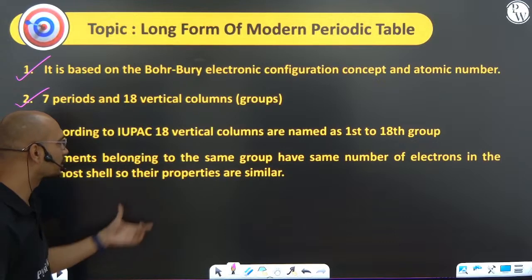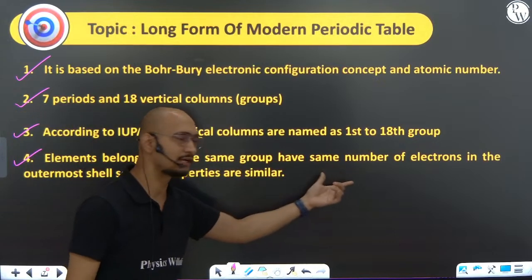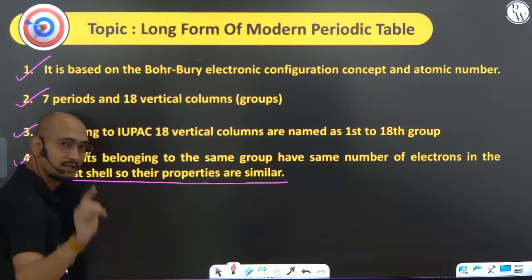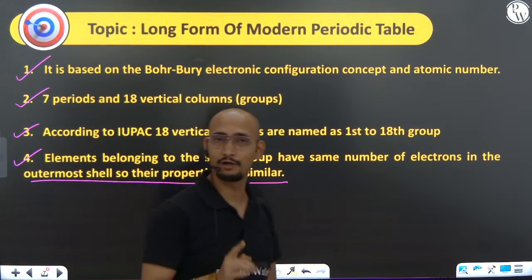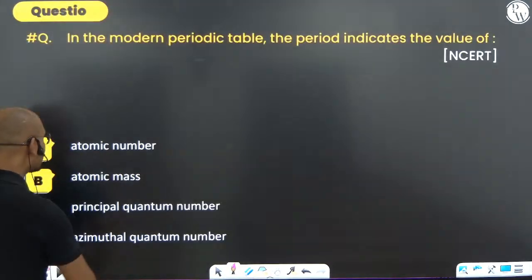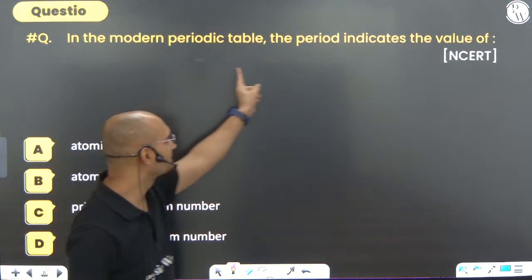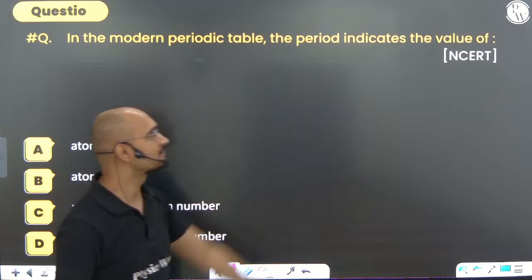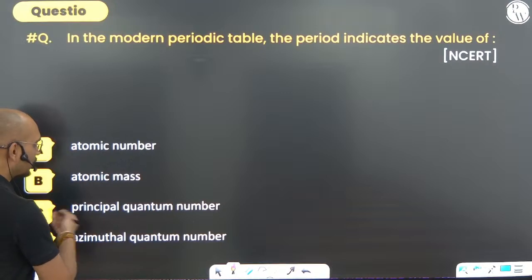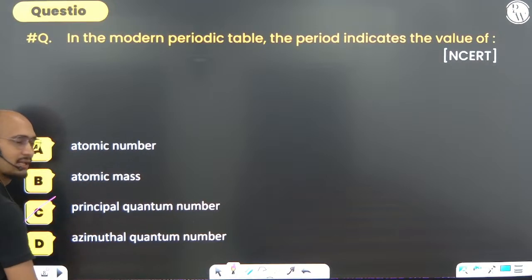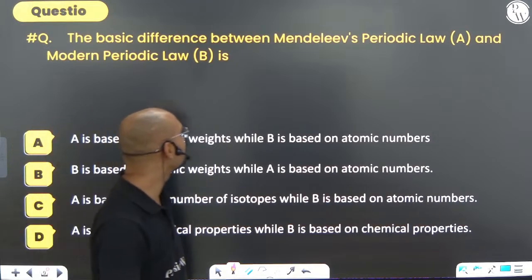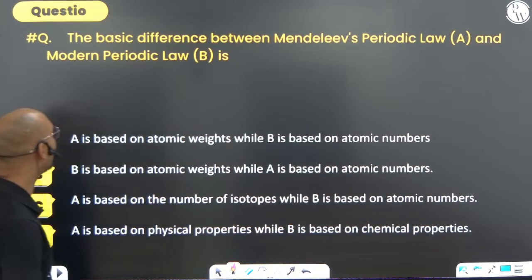Next, elements belonging to the same group have the same number of electrons in the outermost shell, so their properties are similar. That's why the new periodic law says the same thing. Now in the modern periodic table, what does the period indicate? I have already told you right now. It is the principal quantum number. Yes or no?